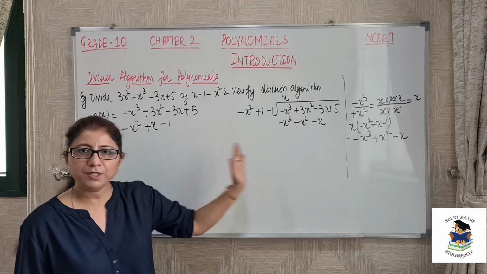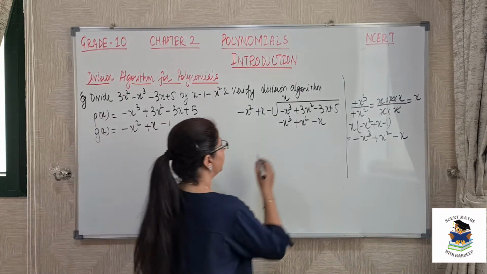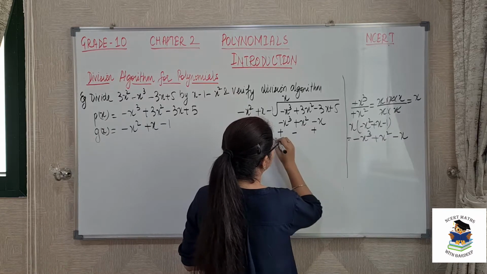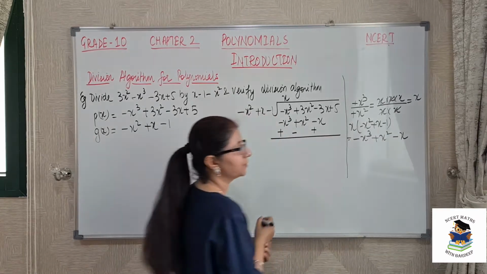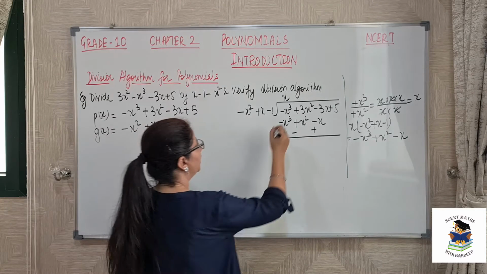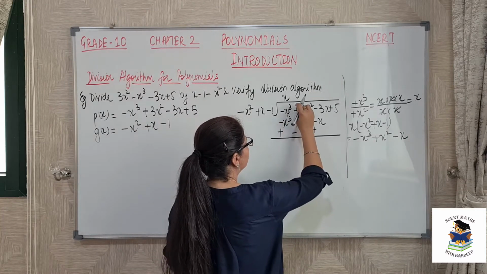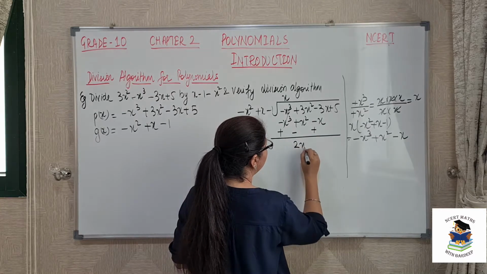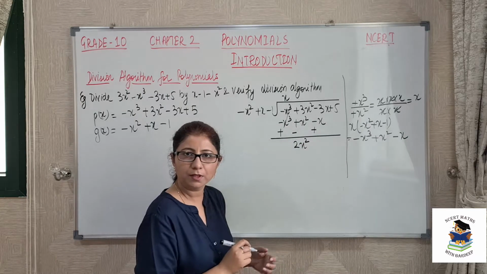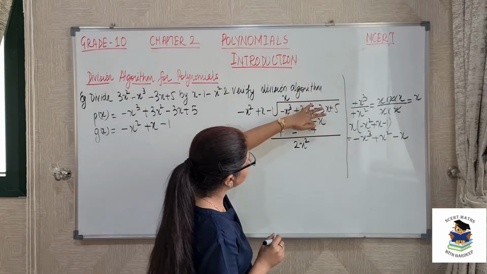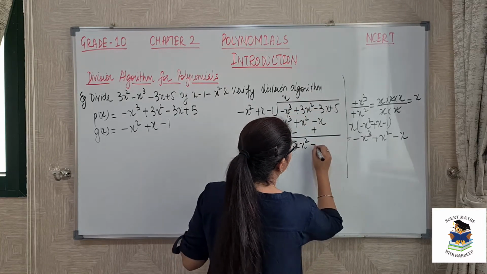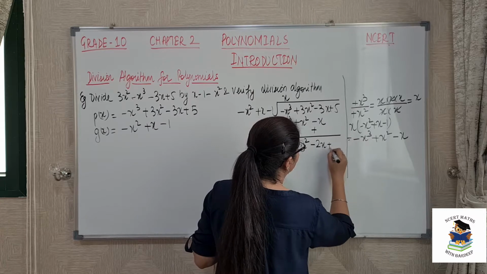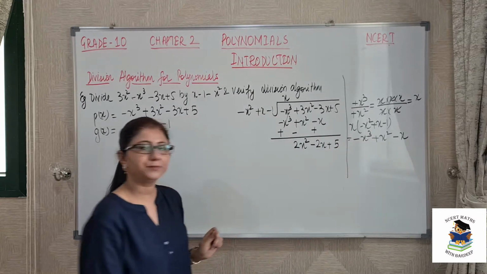Next step is change the sign of the second expression. So this minus will be plus, plus will be minus and this minus will be plus. Okay. So now this will be cancelled. So now see plus 3 minus 1. So this is 2x square. Okay. So minus 3 plus 1. Again minus 2x and this 5 will also come here.